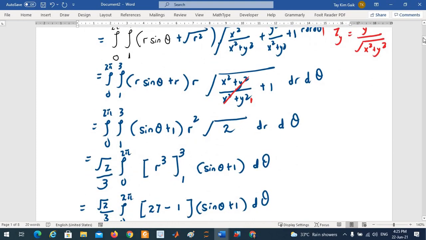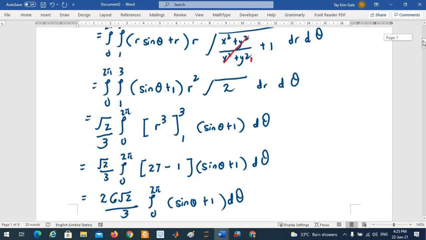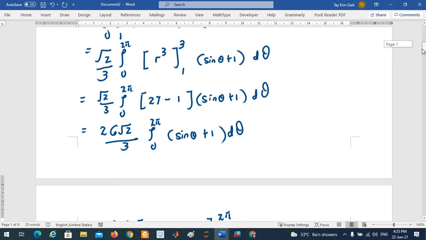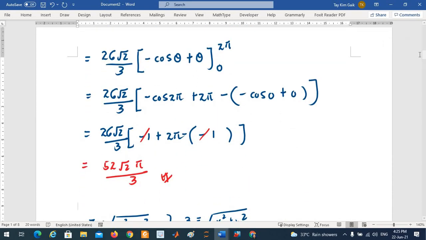So square root 2, you factor out. Here r sin theta plus r, factor out r. So the limit, this is a constant in theta, because we are going to integrate with respect to r first. So r, this is r d theta, so total is r squared, integrate r squared, r cubed over 3. Plug in the limit of r. So you have 26 square root 2 over 3. Lastly, integrate sin theta plus 1 with respect to theta. Plug in the theta value. Then you get this one, 52 square root 2 pi over 3.